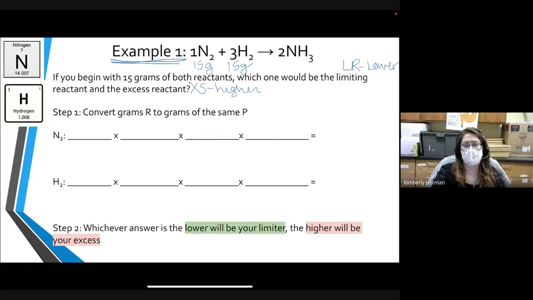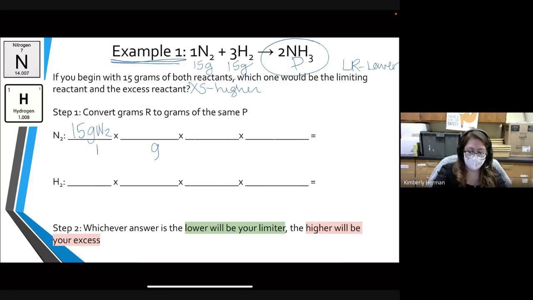So step one in these problems, you're going to have to convert grams of R to grams of the same P. Now this is pretty easy because there's just one P for it. So notice that we have our grams to grams already set up, and now we're going to go from N2 to NH3, and then we're going to go from H2 to NH3. So if we take a look, we're going to have our 15 grams of N2 first. Now remember, when we're doing a grams to grams, whenever we write G, we need to have 1 with it.